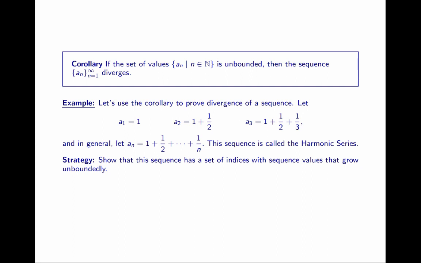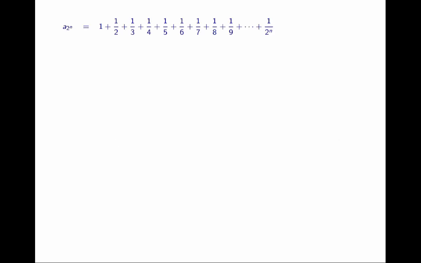So the strategy here is we're going to show that this sequence has a set of indices with sequence values that grow unboundedly, grow arbitrarily large. So let's consider the sequence entries indexed by a power of 2. In other words, A2, A4, A8, A16, A32, A64, and so forth. Now, A subscript a power of 2 is 1 plus half plus a third plus a fourth plus a fifth plus a sixth plus so on and so forth until I get to 1 over 2 to the n.